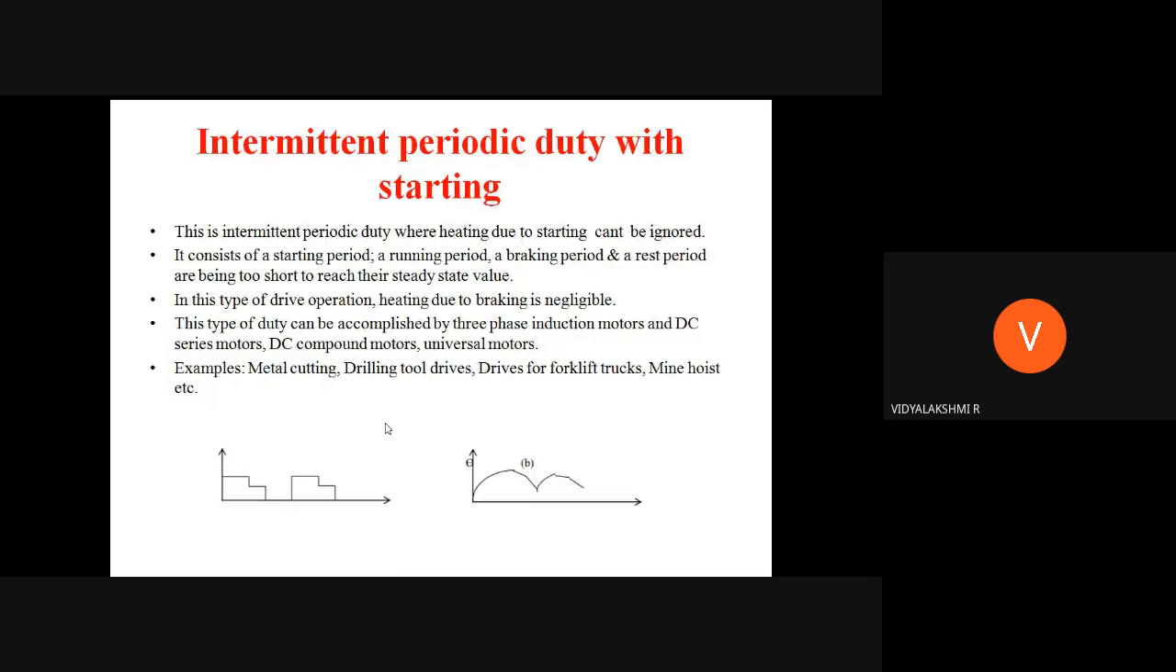And then intermediate periodic duty with starting. So here I take the starting period only. So starting and running and then rest period. Till now I didn't talk about the starting period, start running period, but here I am talking about the running period. So what will happen? My temperature rise will be increasing up to my starting. While coming to the running period, it will be in off position, so it will move to my cooling curve. Again starting and again it will be cooling. This is my intermediate periodic duty with starting.